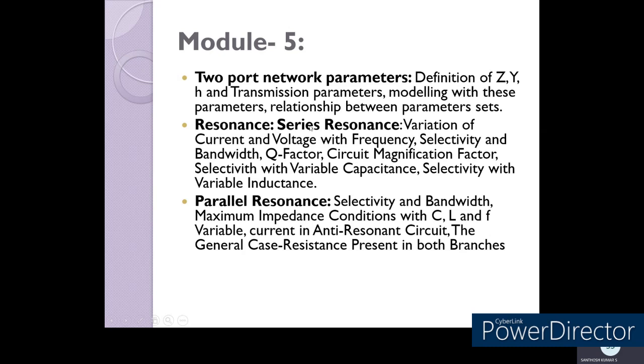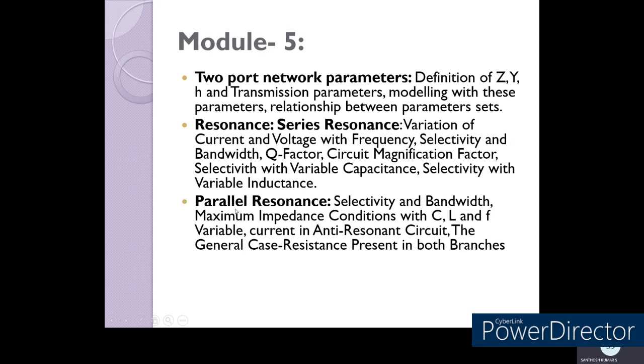Later, we are going to see the concept of resonance: series resonance, and the parallel resonance circuit. For series resonance, we are going to find the variation of the current and voltage with respect to the frequency, and derive the expression for the resonant frequency, and also factors such as selectivity, bandwidth, quality factor, and circuit magnification factor. All those things you are going to study with the variation of the capacitance and many more parameters, and you are going to solve problems to find the different resonance conditions.